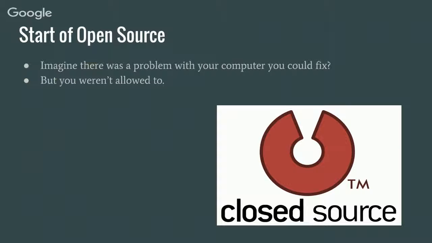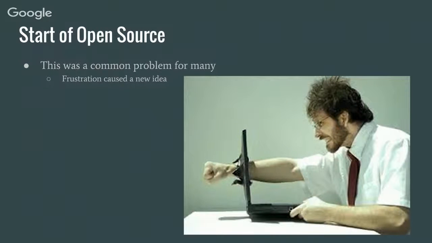So, imagine there's a problem with your computer you could fix, but you weren't allowed to. This was a problem that was prevalent for a lot of people in the 1980s and 1990s with computers, because a lot of computers and printers and anything else they used had little black boxes that couldn't be accessed because the source was closed. So if you had a problem, you had to call your technician or the company you bought it from to send it out, and if it's a simple issue, it really frustrated a lot of people. And yeah, this is a common problem for many.